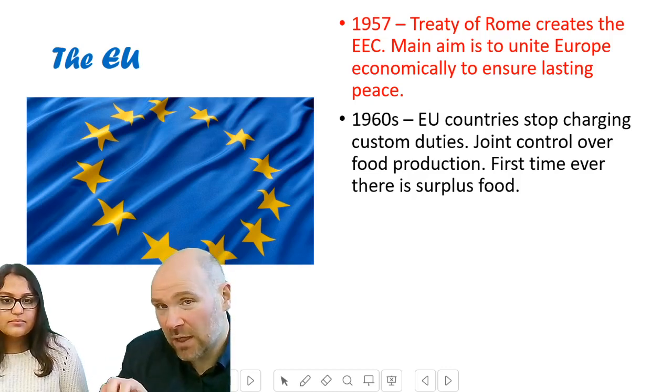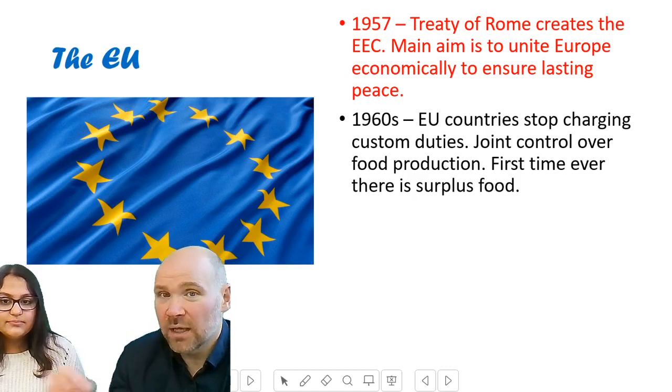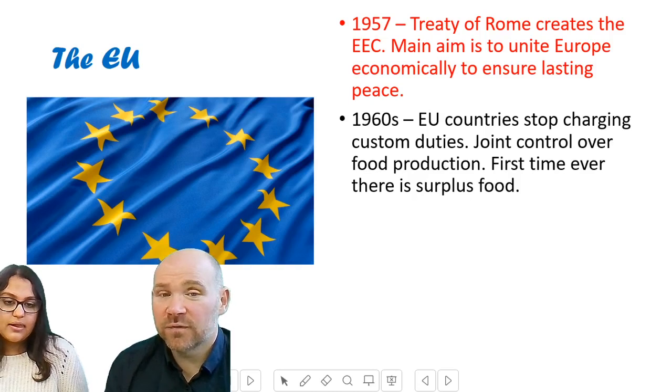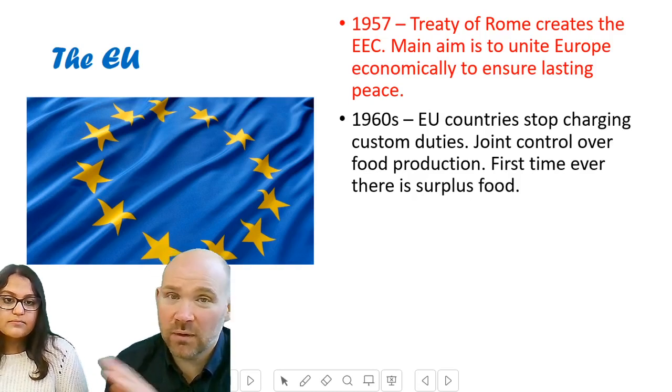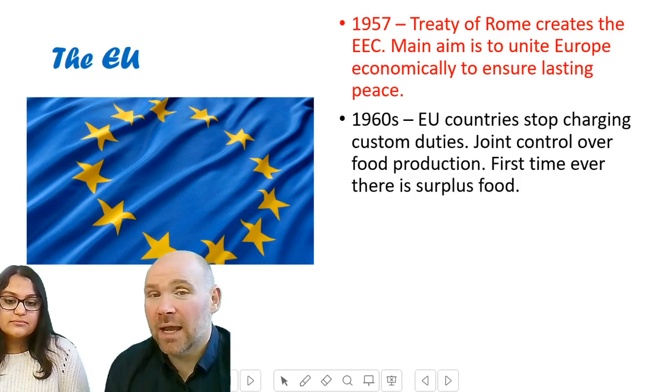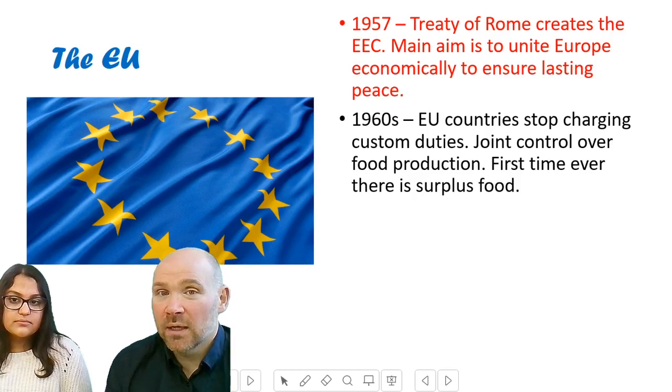Then in the 1960s, the EU countries dropped charging customs duties. That means when you take one good from one country to another, you no longer had to pay extra money to that country to do so. It was also the first time that they worked together over food production, and for the first ever time, there was surplus food. If you know anything about that era of history, you'll know that starvation and hunger were a real problem, and the EU was one of the reasons why people actually had enough to eat.